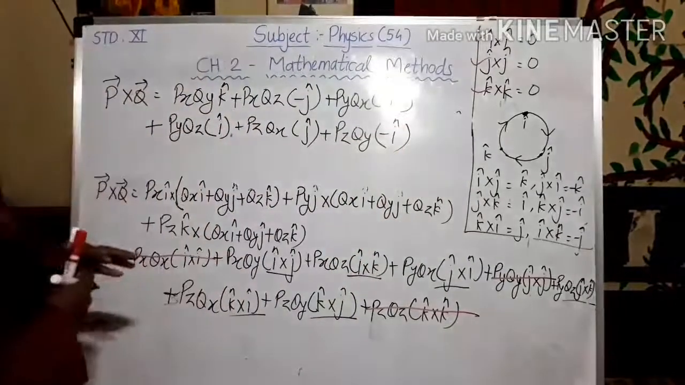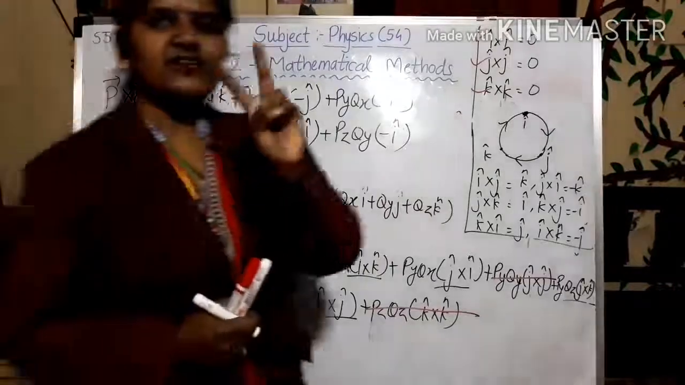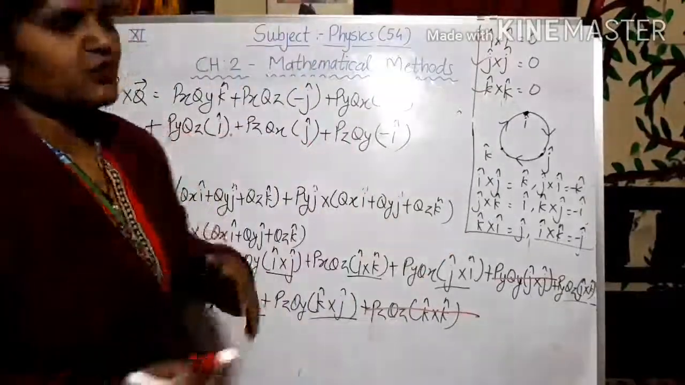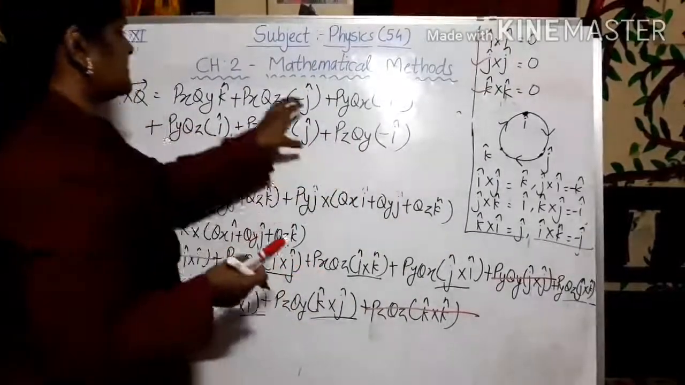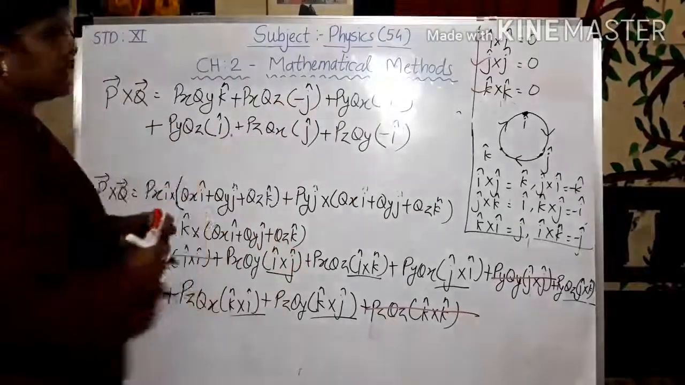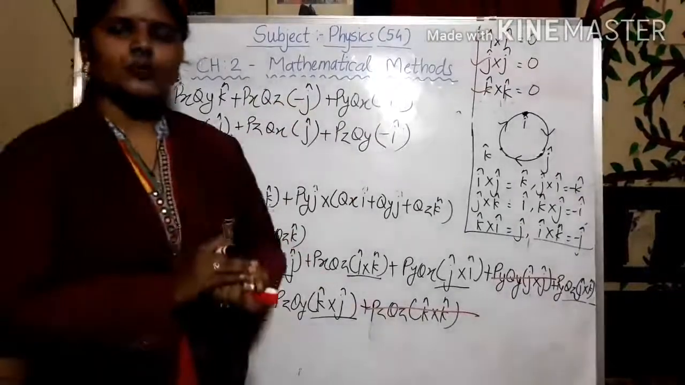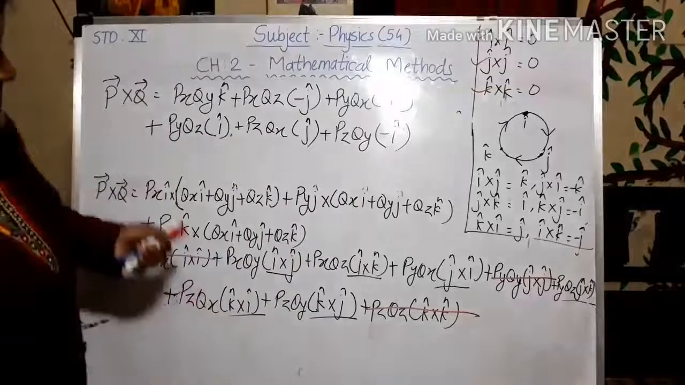So you can see over here all the components are having two terms. That means I is occurring twice, j is twice, k is twice. So we can take common out of them and then we will write what happens over there.